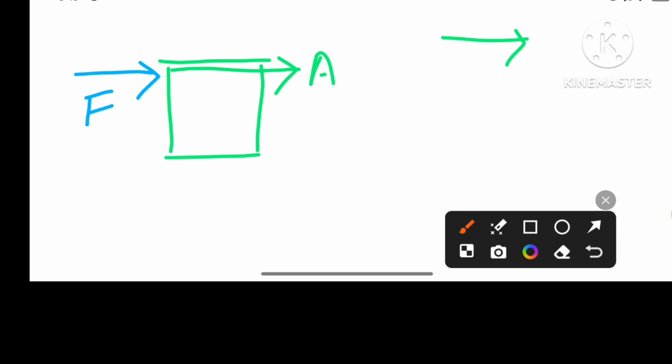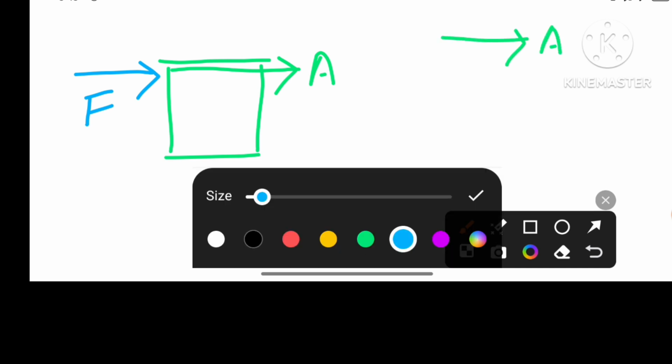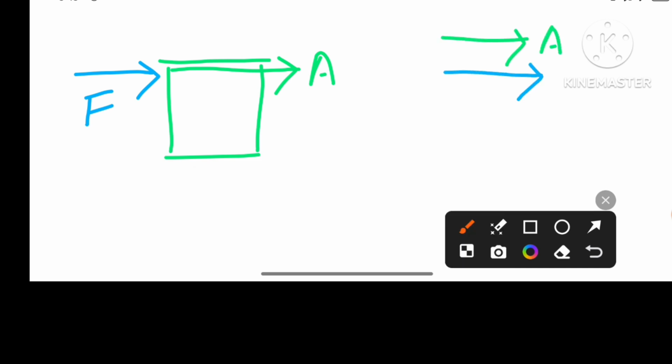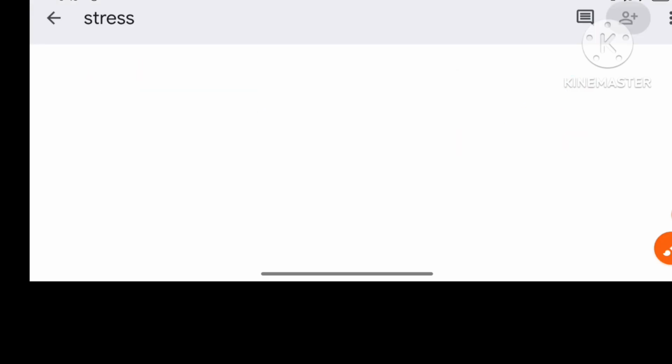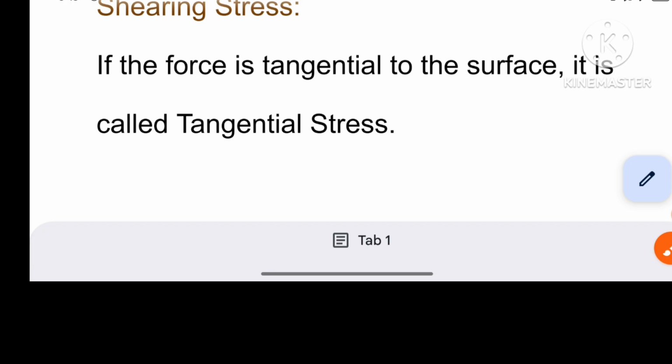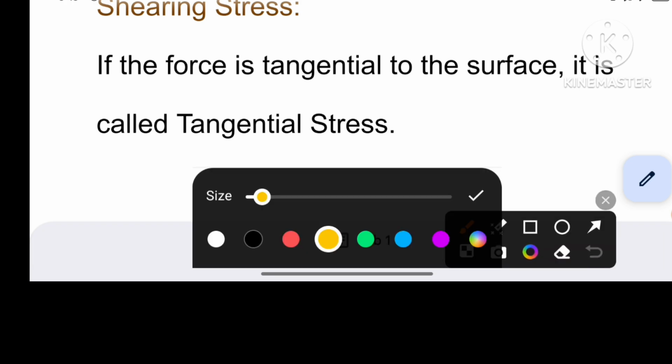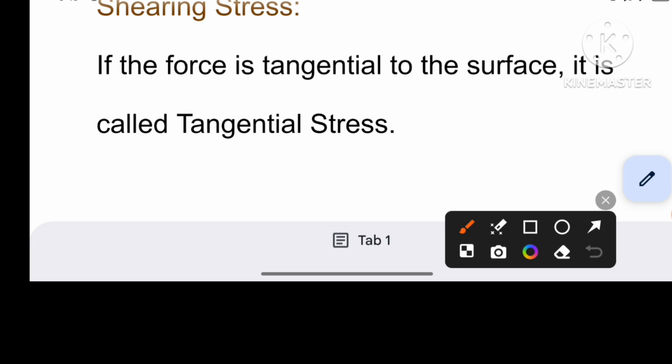If you see the area of cross section A in this direction, and also the force is acting in the same direction, the angle between them, that is theta, equals 0 degrees. If the angle between the two vectors is 0 degrees, that means it is called tangential stress or parallel stress. We can call it parallel stress as well. In some of the books you will get that. Tangential stress, what does it mean? Tangential is nothing but parallel to each other. Two vectors must be parallel to each other. We call it a tangential stress.